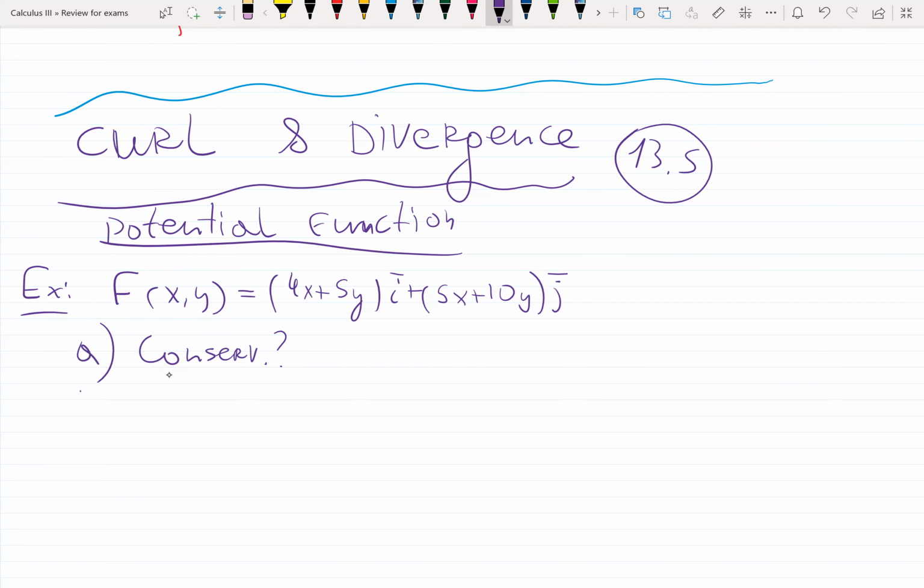Conservative. B. If it's conservative, there should exist a small f such that the integral of capital F, or rather the derivative of capital F, gives me small f. So they ask you to integrate. First, you have to figure out if it's conservative or not. Of course, you will waste your time if this function doesn't even exist.